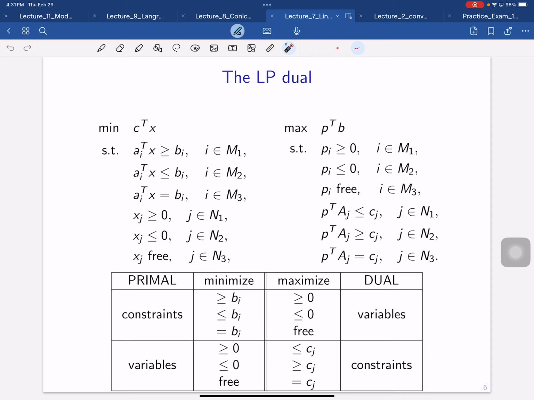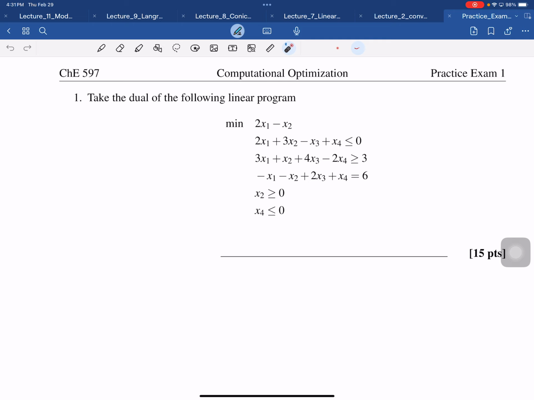It's very easy. But usually I don't want to do it this way. Usually what I do is derive the dual using the Lagrangian method of multipliers, right? You don't really need to put that slide down on your cheat sheet. Okay. So how do I take the dual of this linear program?